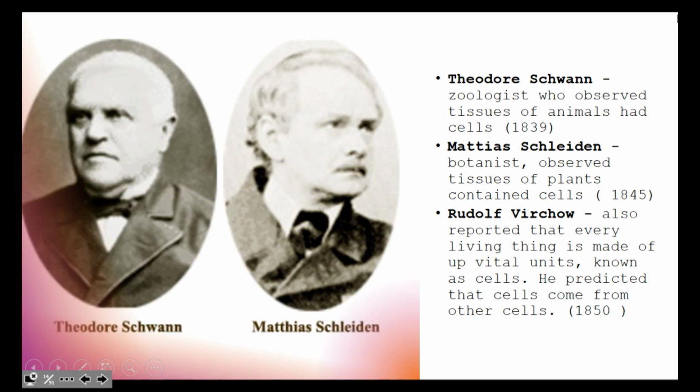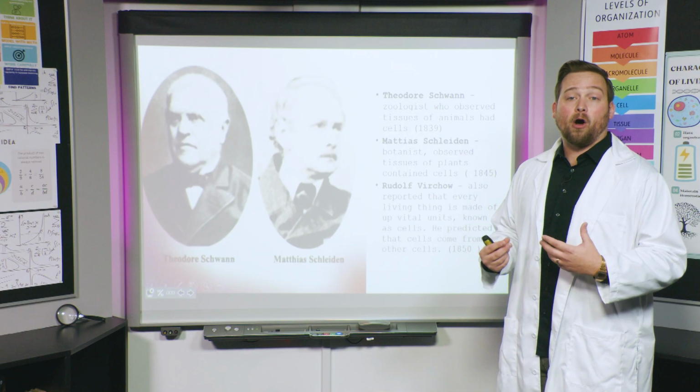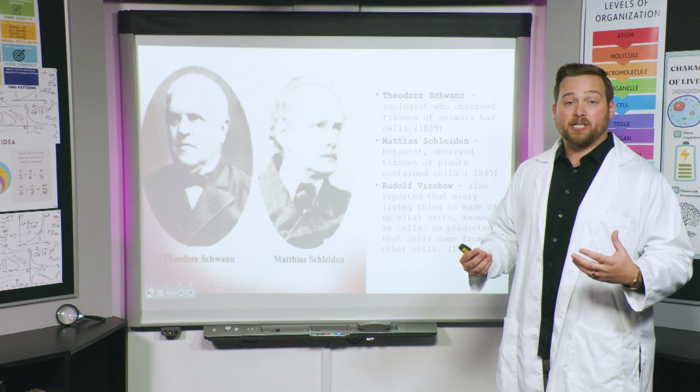Someone kind of working in the same realm was this other guy. His name is Matthias Schleiden, okay? He was a botanist, so instead of studying animals, he was studying plants. And he did the same thing as Schwann. He took some plant tissues, put them under a microscope and observed them, and he figured out that all plants are made out of cells as well.